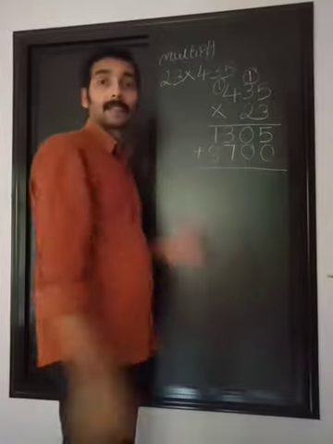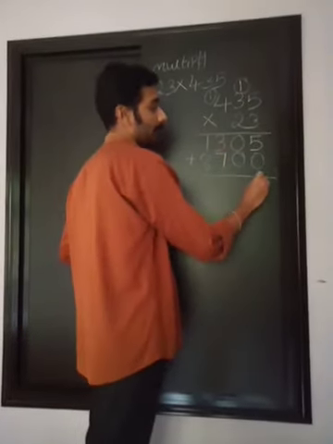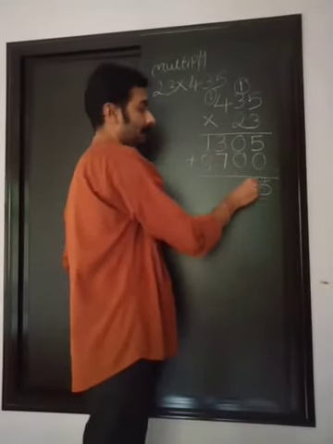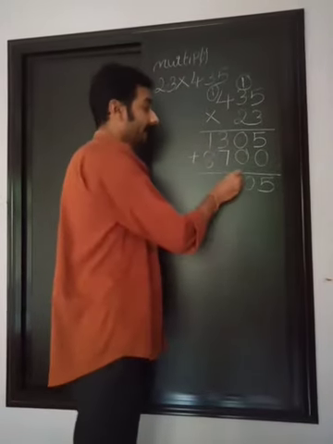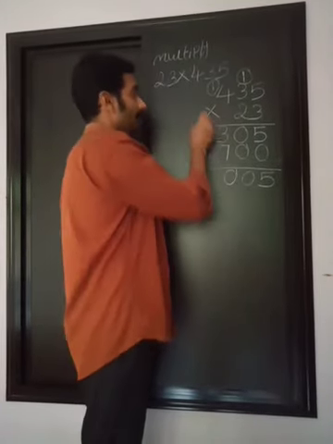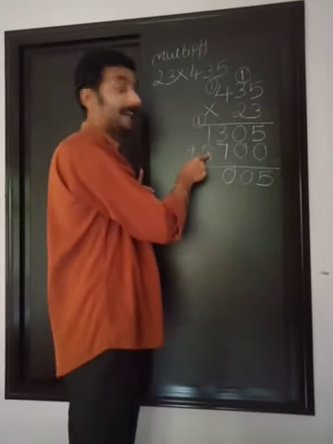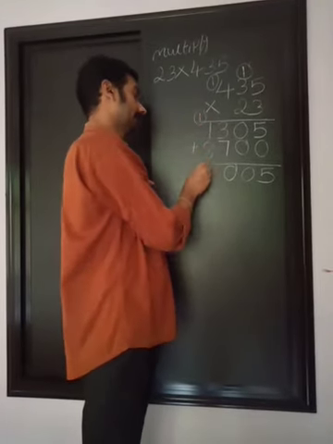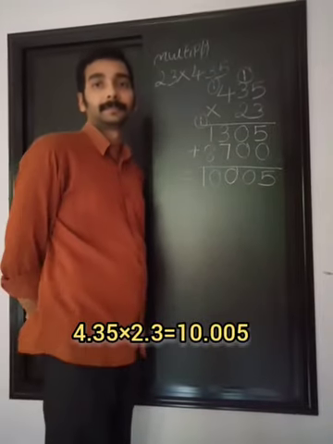Then add. 5 plus 0, 5. 0 plus 0, 0. 3 plus 7, 10. We write 0 and 1 is carry over. 1 plus 8, 9. 9 plus 1, 10. This is the result. Clear?